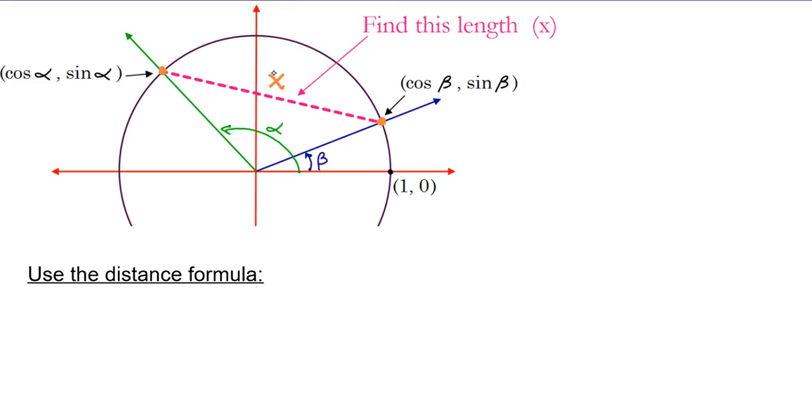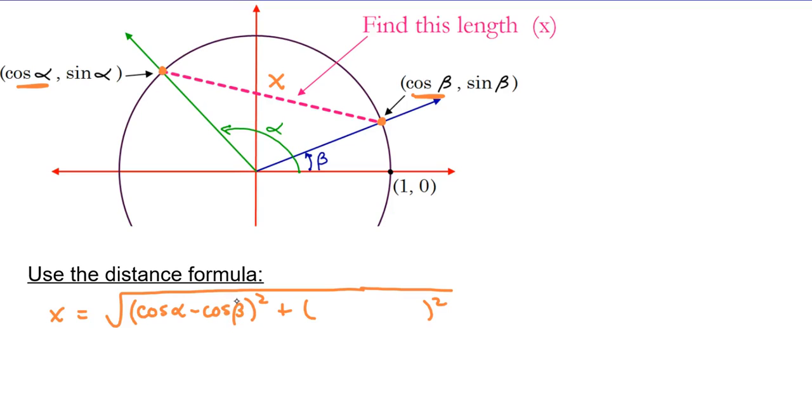Now, you might not remember the distance formula. It's probably been a while. You probably used it in geometry. It's based on the Pythagorean theorem, and I'm not going to prove it right now, but basically we have the distance x is equal to the square root of the difference in the x values squared plus the difference in the y values squared. So our x values are cosine alpha and cosine beta. So we have cosine alpha minus cosine beta. And the y values are sine alpha, sine beta. So we have sine alpha minus sine beta.